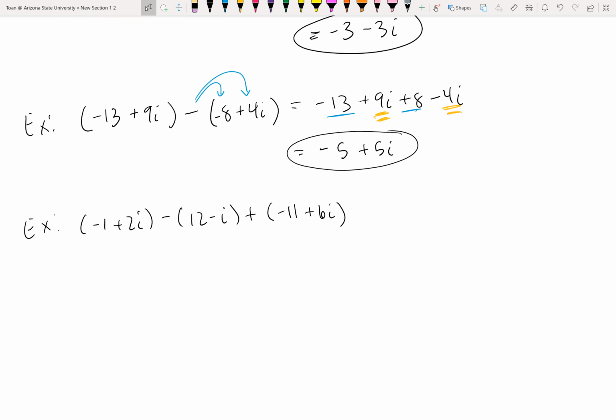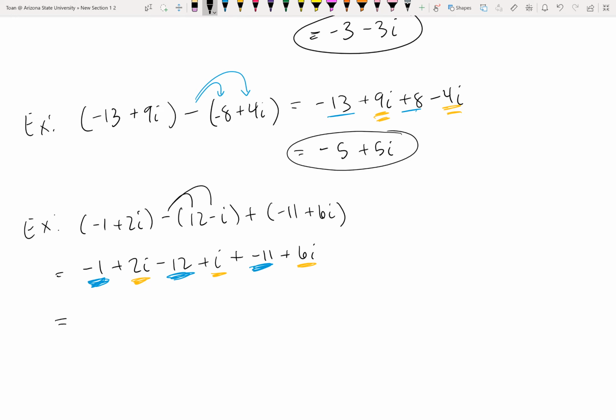So let's take my advice. The first thing I would do is distribute that negative. So negative 1 plus 2i, and then distribute. That's a minus 12. Distribute. That's a plus i. And then just go ahead and rewrite everything else down. Plus a negative 11 plus 6i. And then just go ahead and combine like terms. What are the regular numbers? This negative 1, this negative 12, this negative 11. And then what are the imaginary numbers? This 2i, this i, and the 6i.